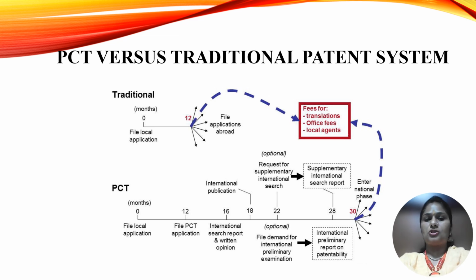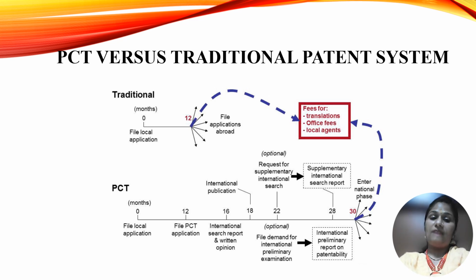In that situation, let's say I'm adopting the traditional method. I'll go to the regional office and file a local application, and then within 12 months I can approach different regions or countries in the world. So within 12 months I can file applications abroad, fine. It requires a lot of time and money: translation fees, office fees, local agents' fees. You have to bear all these expenses when you adopt the traditional method.